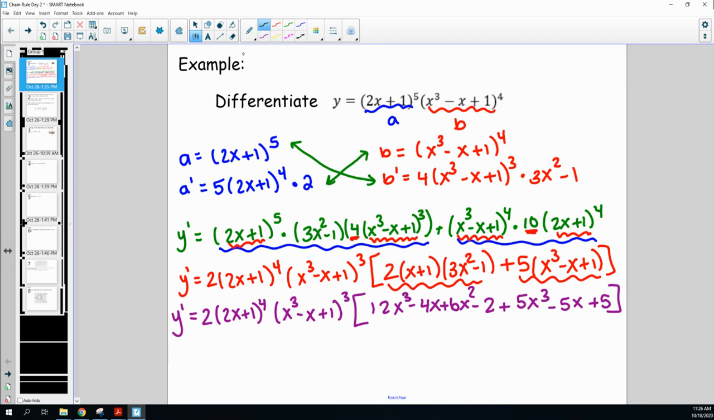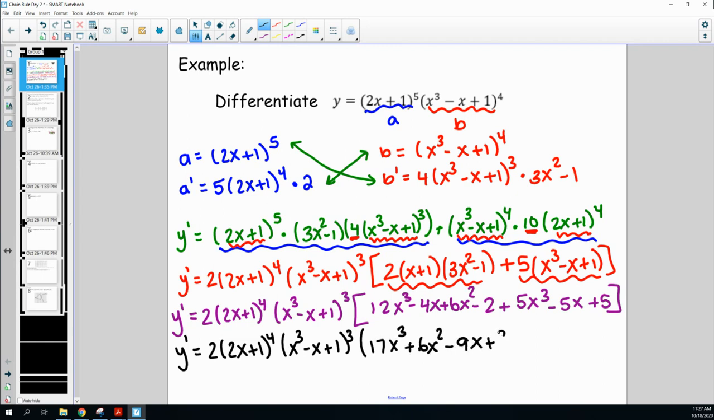So again, I'll just switch colors here. Y prime equals, my GCF is staying the same. Didn't do anything with that. Oops, that should not be a 3 there. It should just be an x to the third. So x to the third minus x plus 1 to the third. And then when I combine all my like terms here, I'm going to have 17x to the third plus 6x squared minus 9x plus 3. So here's our final answer.